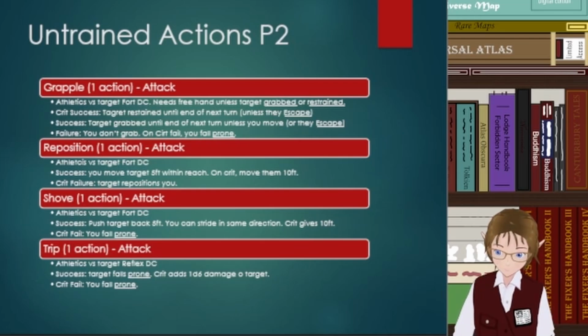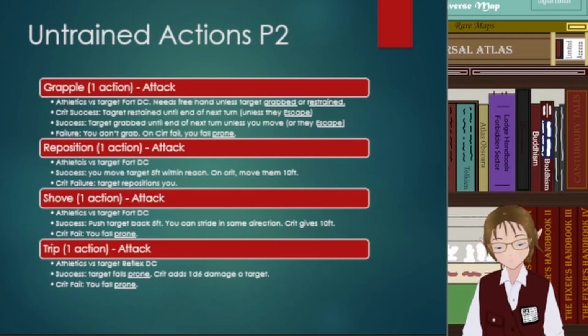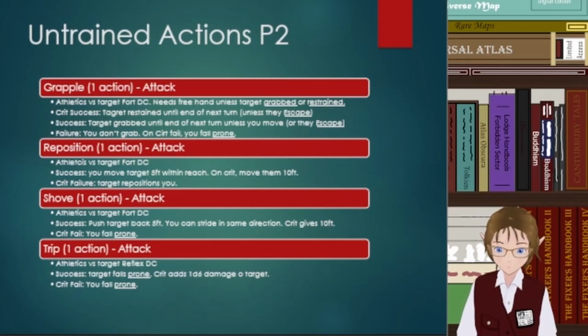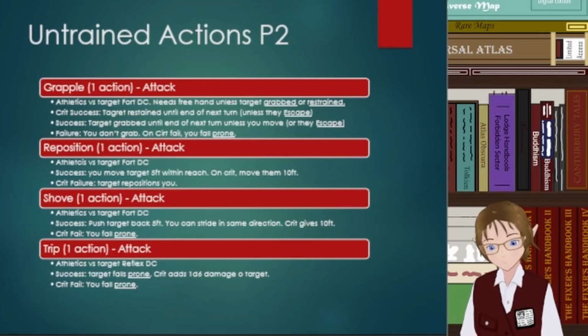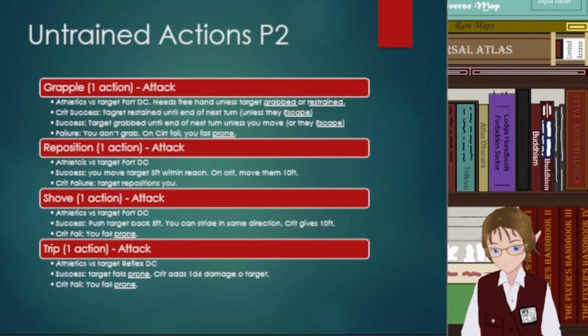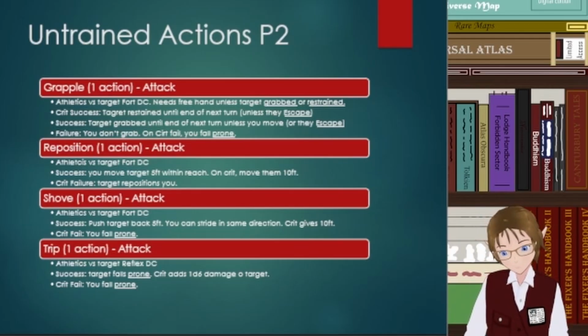This is forced movement, meaning that some abilities may counter it, and it can also trigger some ally abilities or let you move them in position for a flank. Shove is very similar to reposition, but it's specifically pushing the target back 5 feet in the direction you move. After you successfully shove a target, you can move 5 feet in the same direction.